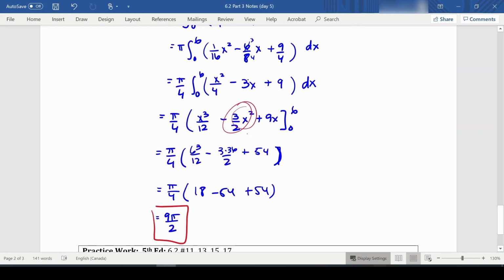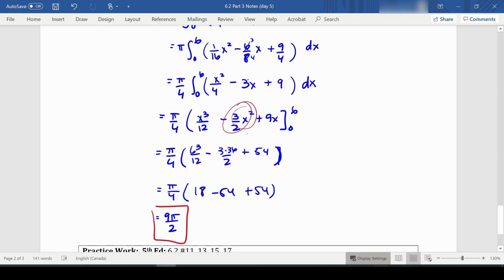I put 3 over 2 x. So the key here is if you're rotating around a horizontal axis, you should have everything with respect to x. Integrate with respect to x. Your functions should be y equals, or in terms of f of x, and your bounds should be x values. If you're rotating about a vertical axis, you're going to be doing everything with respect to y. You're going to integrate with respect to y. Your bounds should be y values, and your functions should be in terms of y, or f of y.